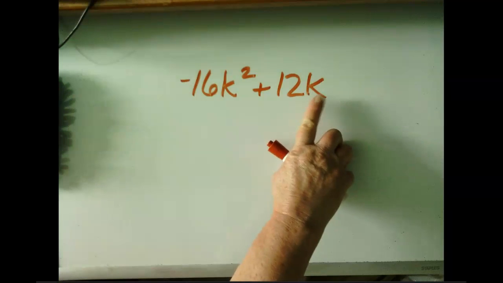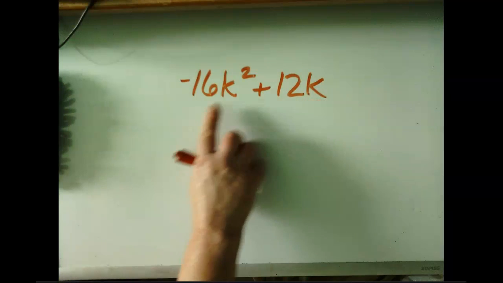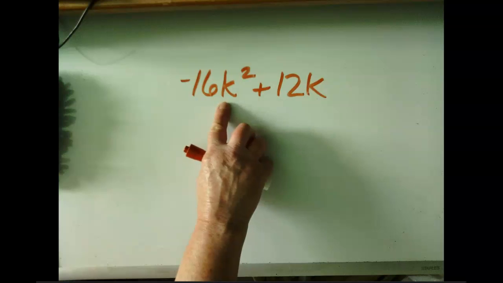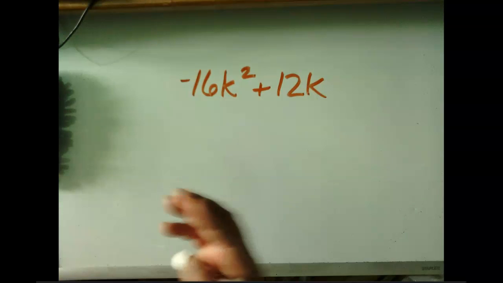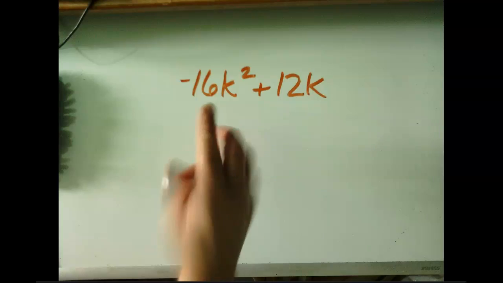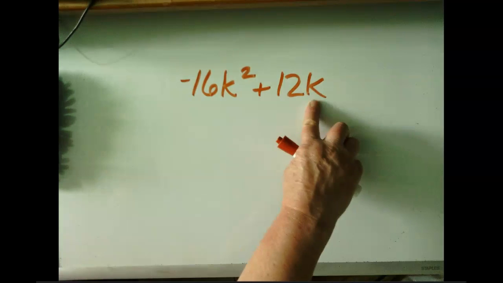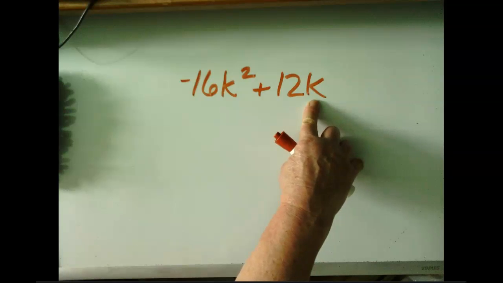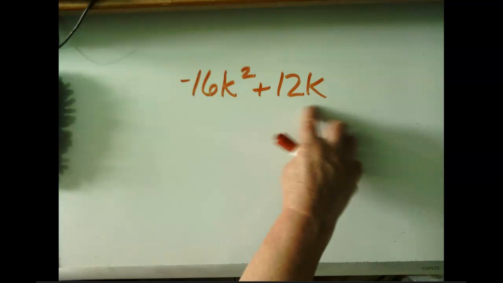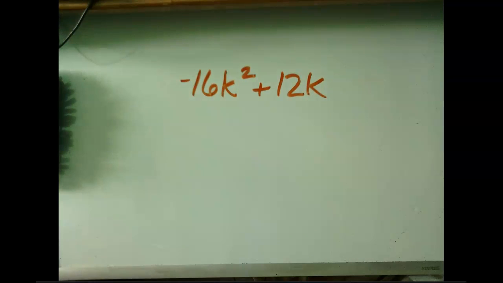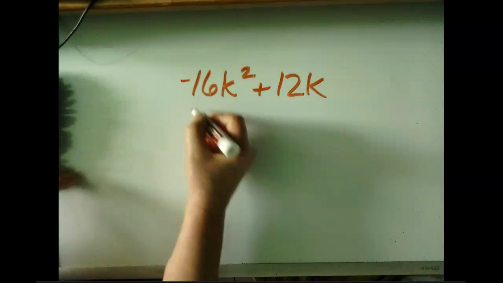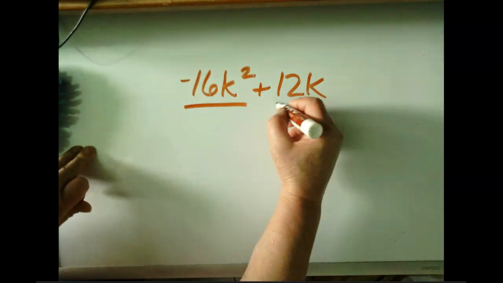So I have 1k here, and I have 2k's here. So the largest number of variables that I could divide out of these two terms is 1. You see, I can't divide by a number larger than what I've got here, which is 1. So I'm going to write a k.